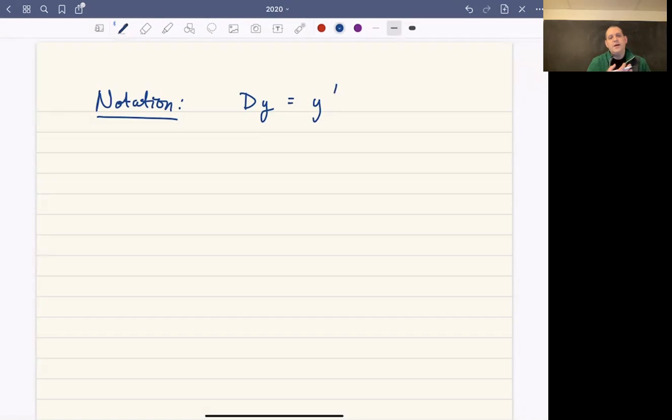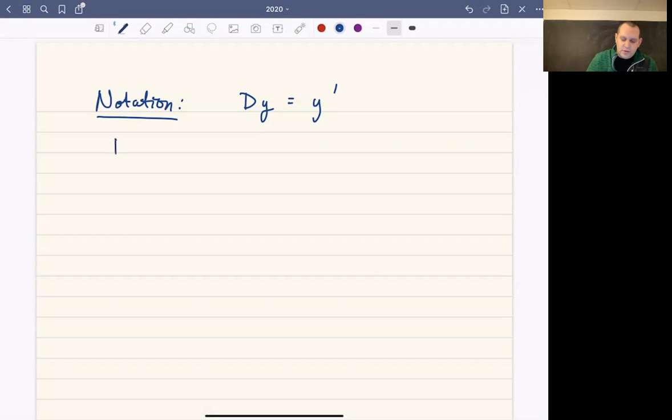And so really what's happening is that D is a linear operator. This is linear in the sense of linear algebra. You can think about it as a linear operator acting on all of the differentiable functions, which turns out to be a vector space. And so you could think of D as just the derivative operator. So what that means is that if you see Dy, that means take the derivative of y.